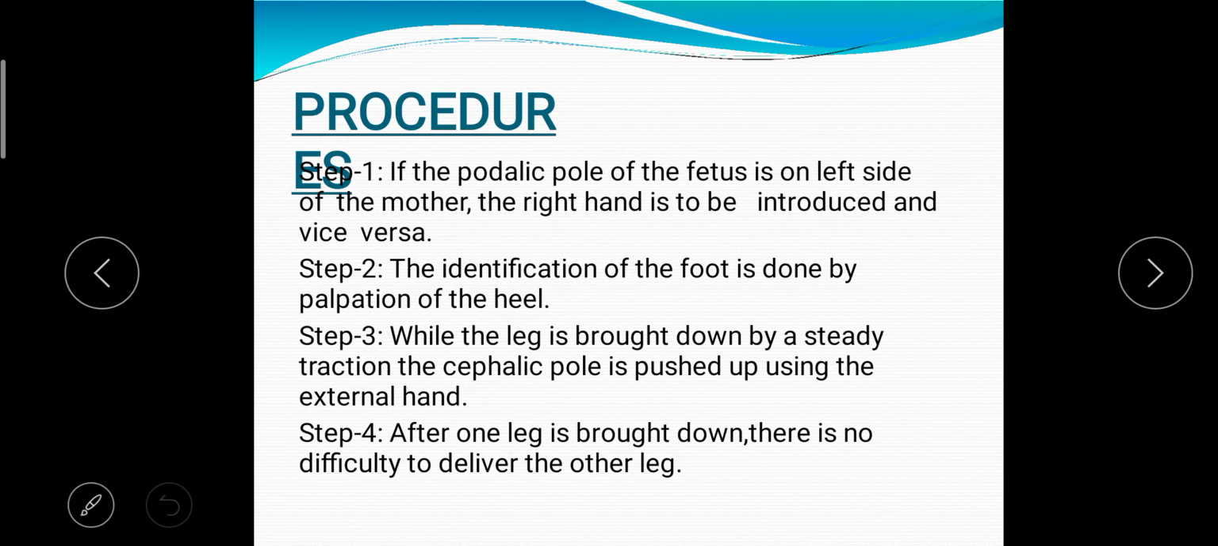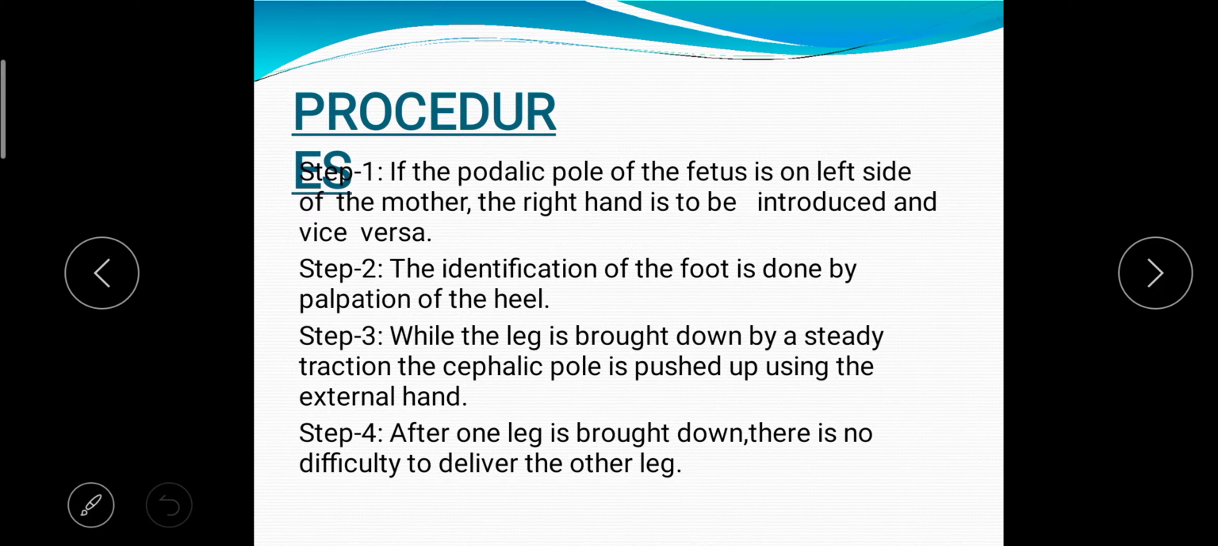Now coming to the procedure, first step. If the podalic pole of the fetus is on the left side of the mother, the right hand is to be introduced and vice versa. Okay, like which pole you are going to change. So if it is on the left side, first they have to introduce the right hand. The identification of the foot is done by the palpation of the heel. Because they are putting their hands inside the uterus or womb, they have to identify which side is the foot side or which is the head side.